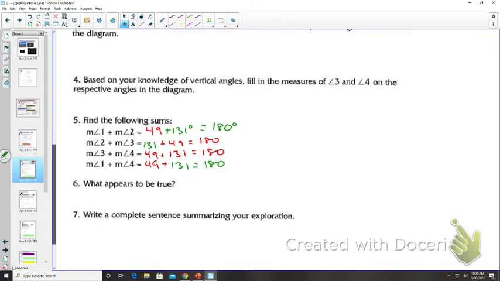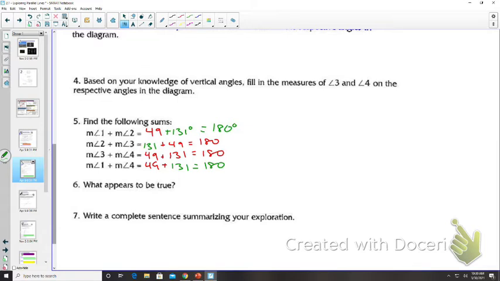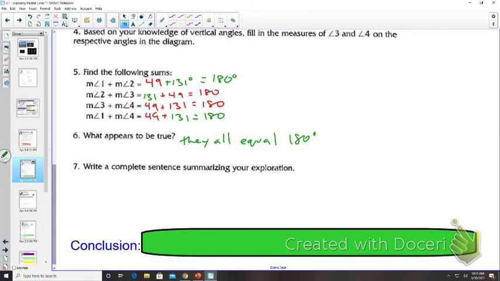So what appears to be true? They're all equal up to the same value. Yeah, and what value is that? 180 degrees. Perfect. So what appears to be true? They all equal 180 degrees. And write a sentence summarizing our exploration. So what's a statement that is true? A line must equal 180 degrees. Perfect. Yeah, correct.